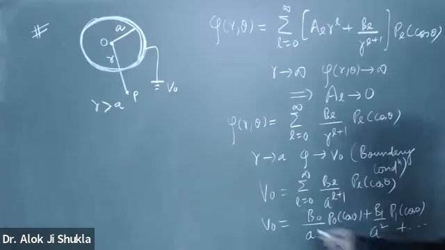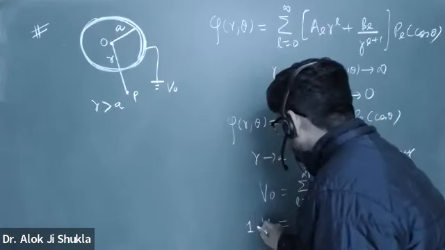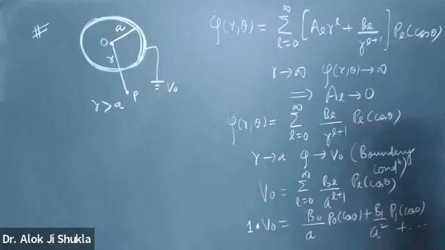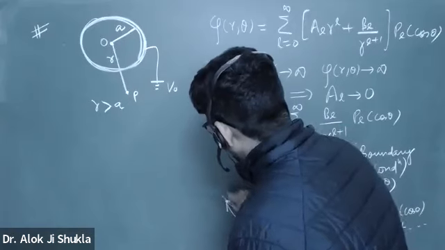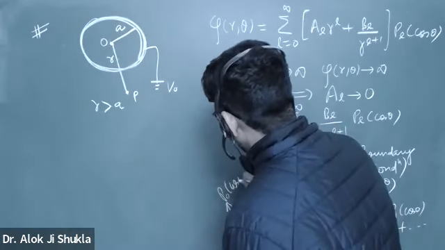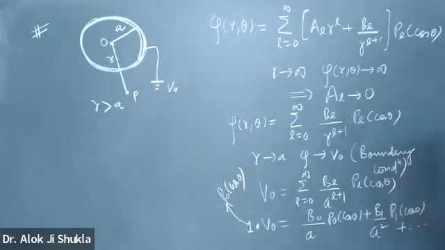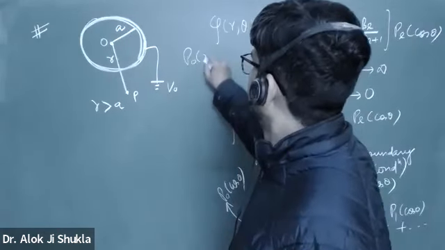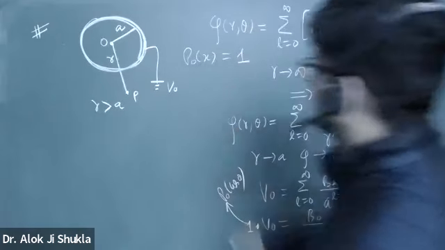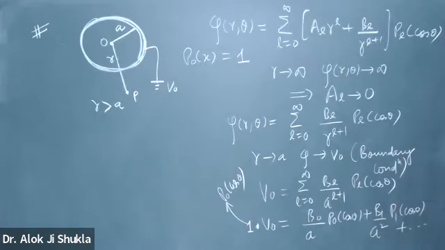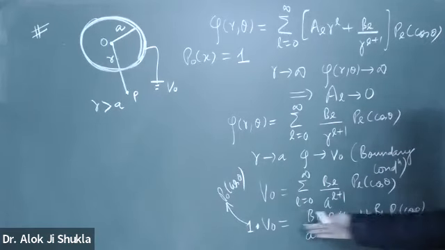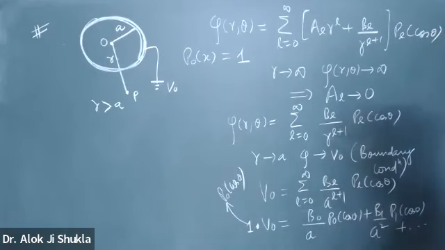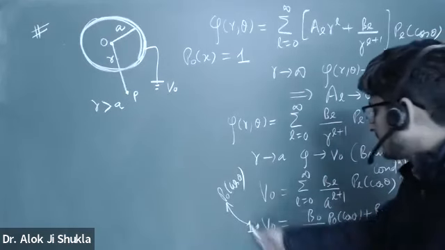इस साइड क्या लिखा हुआ है? 1 into V naught है ना? And what is 1? Yes, sir. It is P naught cos of theta. I have told you na, what is P naught x? 1. So now these terms are not present. P1, P2, P3, because there is no other term. If you compare, only P naught cos theta is there. इसको compare कर सकते हो.